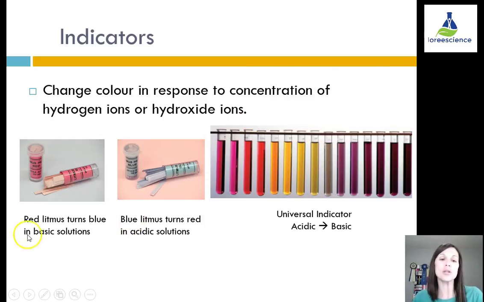Some of the common ones that are used are red litmus paper and blue litmus paper. Red will always be red in acids, and it will turn blue in a base. Blue will always stay blue in bases, but will turn red in an acid. I remember it B and B, blue for bases. Okay, red with a D, acid ends with a D.